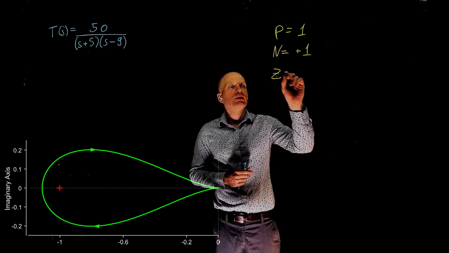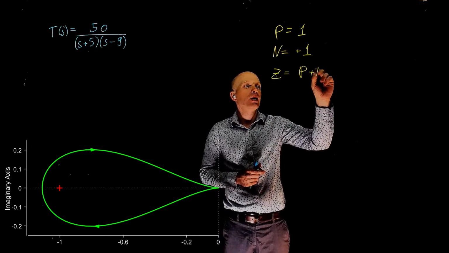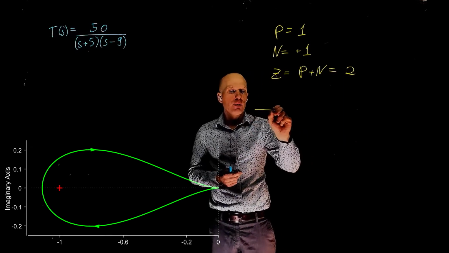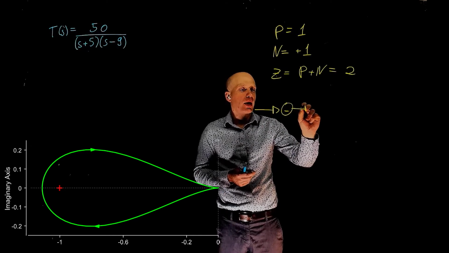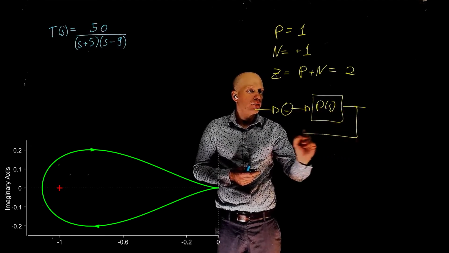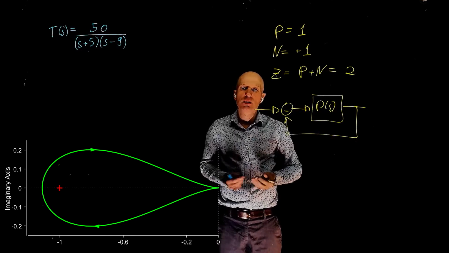The number of unstable poles now of the closed loop transfer function is simply P plus N. This is 2. So the closed loop system, if put in a unit feedback loop again, in this form, would have two unstable poles, and this closed loop system is unstable.